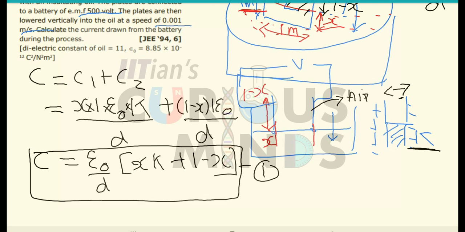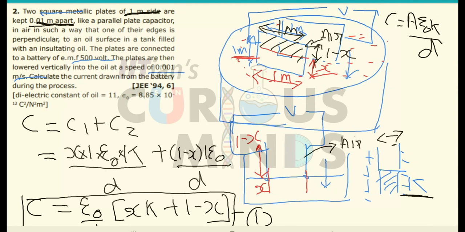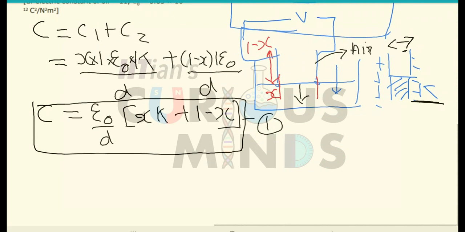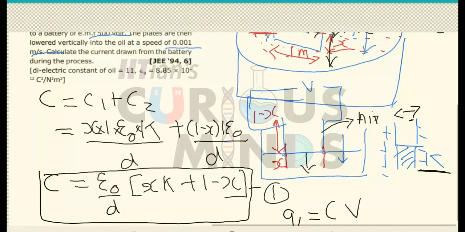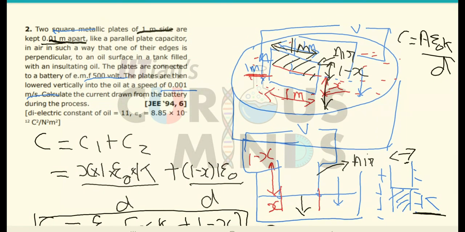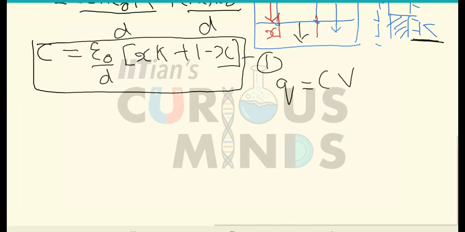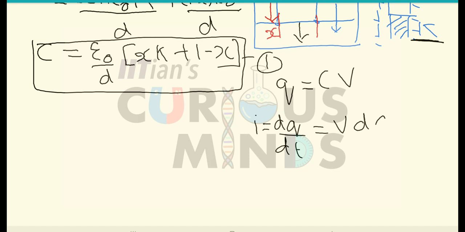Now the x is varying as we go on dipping this inside the liquid. So first of all, let me write down the formula of the charge. Q will be equal to CV. Now the voltage over here remains constant because it has been connected to a battery of constant voltage that is equal to 500 volt. So V is constant. We have to find out the current. I is equal to dq by dt. When I differentiate this part, it will be equal to V, which is constant, times dC by dt. That is the current.